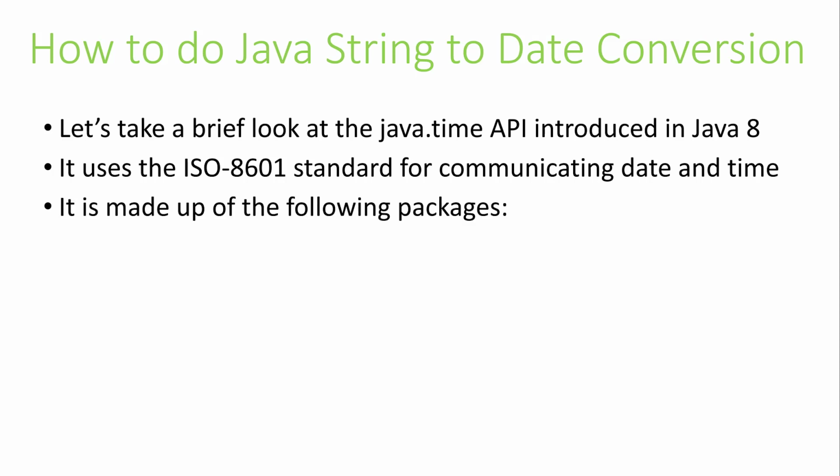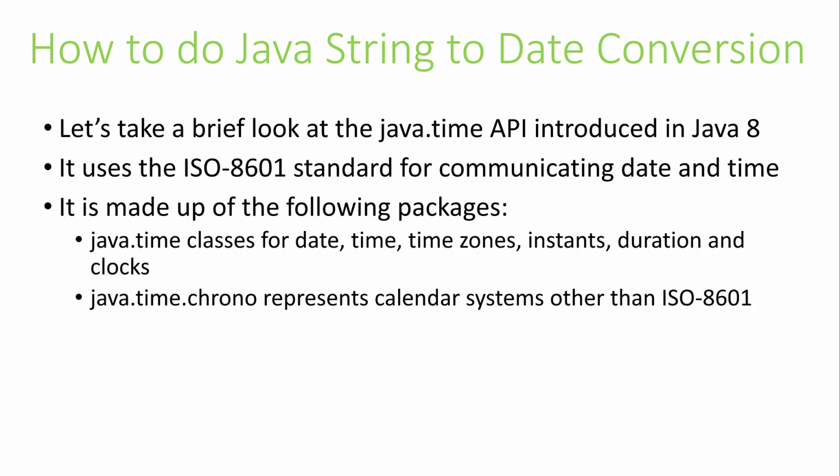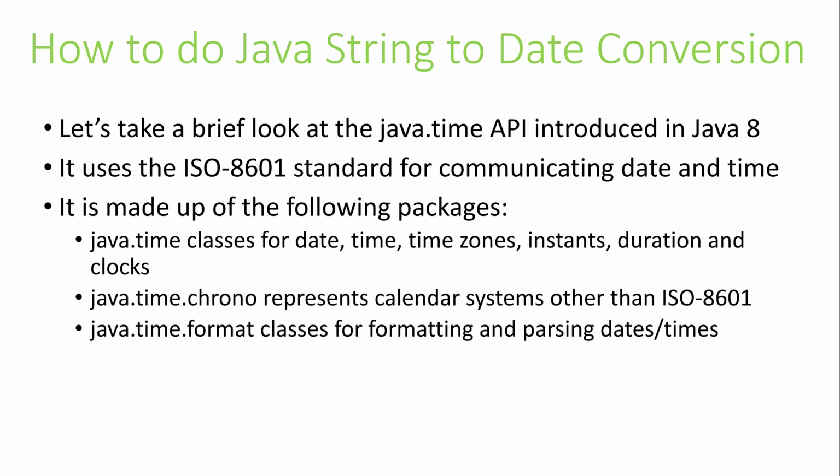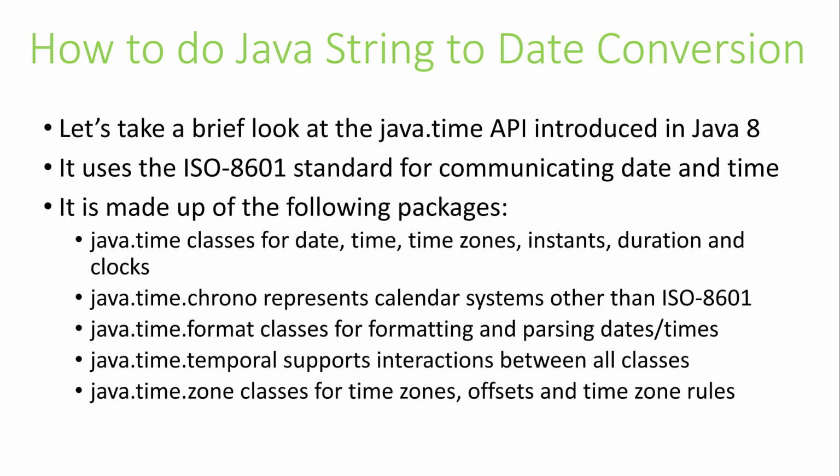Some of the packages included in the new API include java.time, which includes classes for date, time, time zones, instants, durations, and clocks. java.time.chrono, which represents calendar systems other than ISO 8601. java.time.format, which has classes for formatting and parsing dates and times. java.time.temporal, which supports interaction between all classes. And finally, java.time.zone, which has classes for time zones, offsets, and time zone rules.